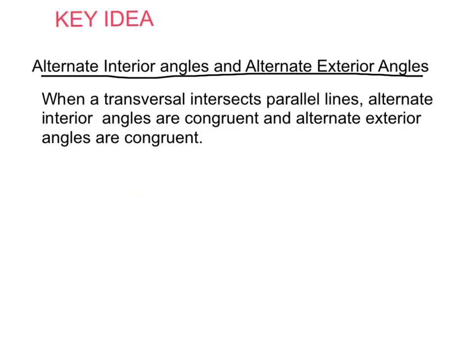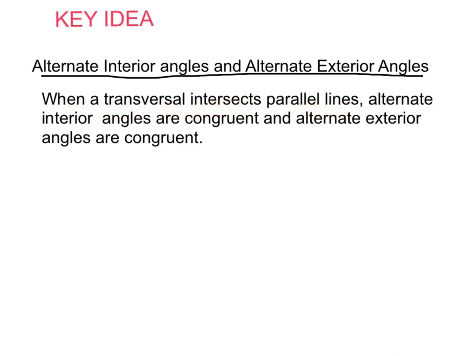The last two vocab words. I know we have a lot of them today, but we have two more. Alternate interior and alternate exterior angles. Now let's think about your home. Alternate would mean every other. Interior means inside. Exterior means outside. So here's what it says. When a transversal intersects parallel lines.